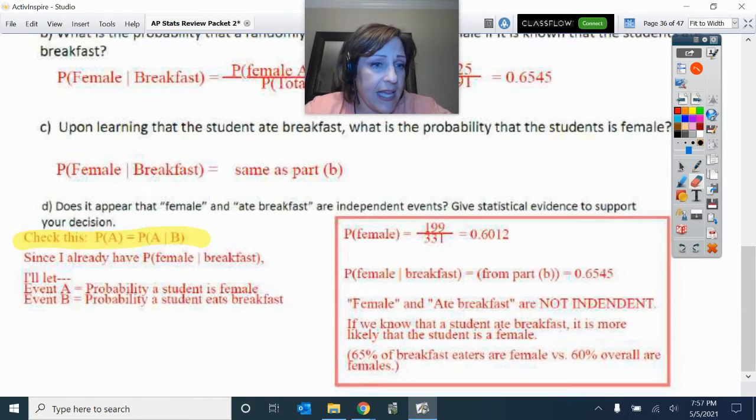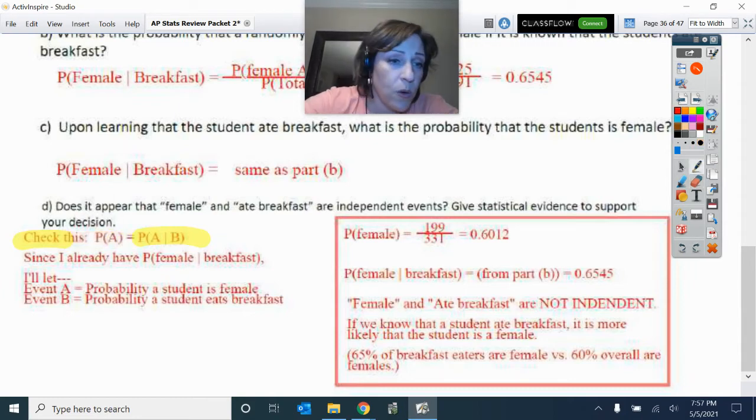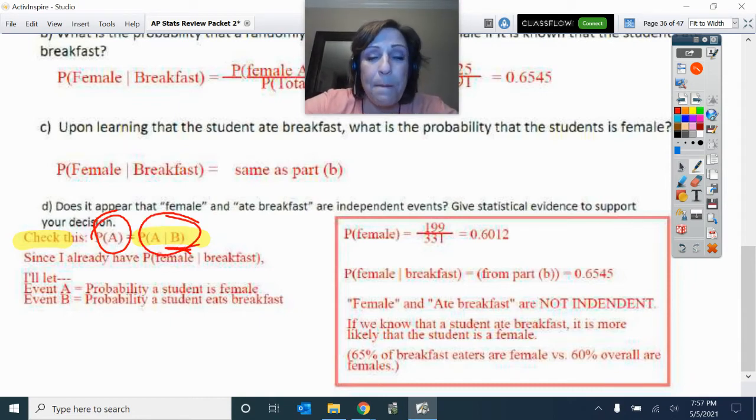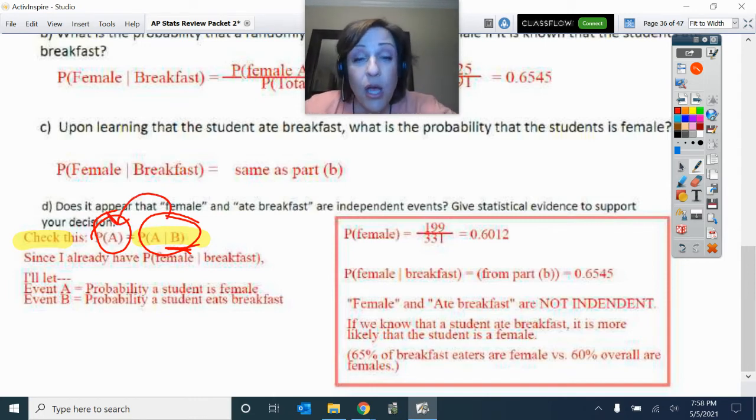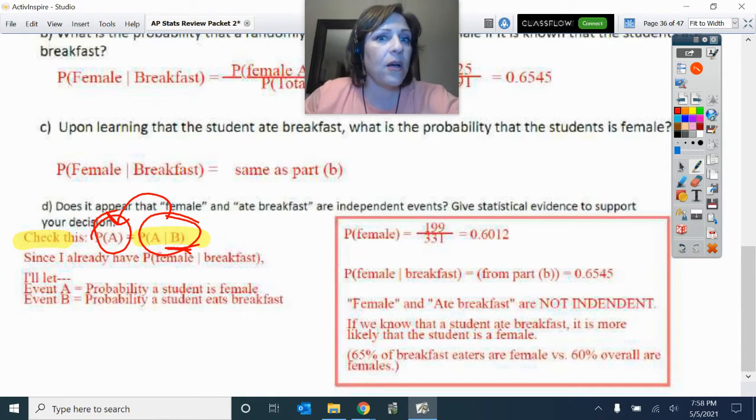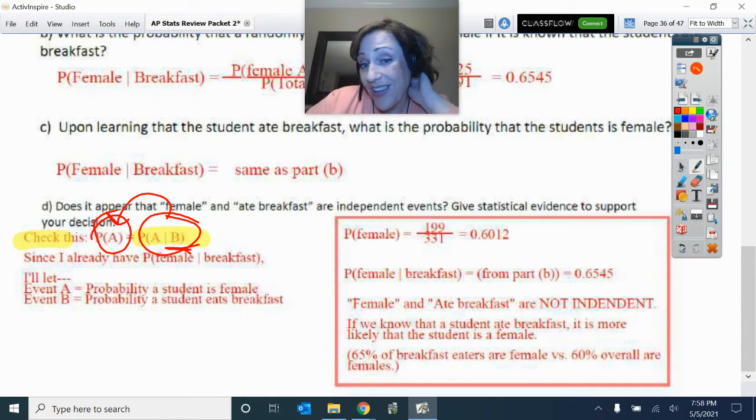We have to say, hey, what's the probability of A? Okay, overall, what's the probability of A? And then what's the probability of A given B? Is the fact that B has happened, did it change the rate at which A occurred? Well, let's see. Now, you actually could do this several different ways, okay? You could do being a female eating breakfast. You could do being a male eating breakfast. Pick one of the genders, okay?